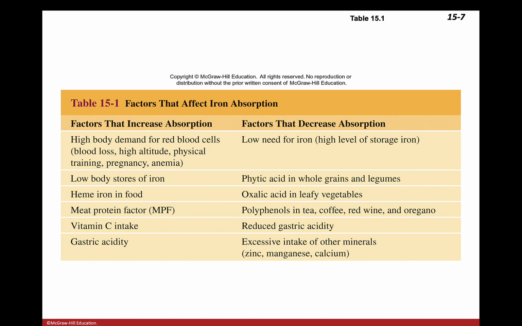gastric acidity. Factors that will decrease the absorption of iron will be low need for iron due to high stores of iron, phytic acid in whole grains and legumes, oxalic acid in leafy vegetables, polyphenols in tea, coffee, red wine, and oregano. And previously, we did address that polyphenols, oxalic acid, and phytic acid play a very significant role in decreasing the absorption of iron. Situations in which there is a reduced gastric acidity, and also if there is an excessive intake of other minerals. Examples would be zinc, manganese, and calcium.